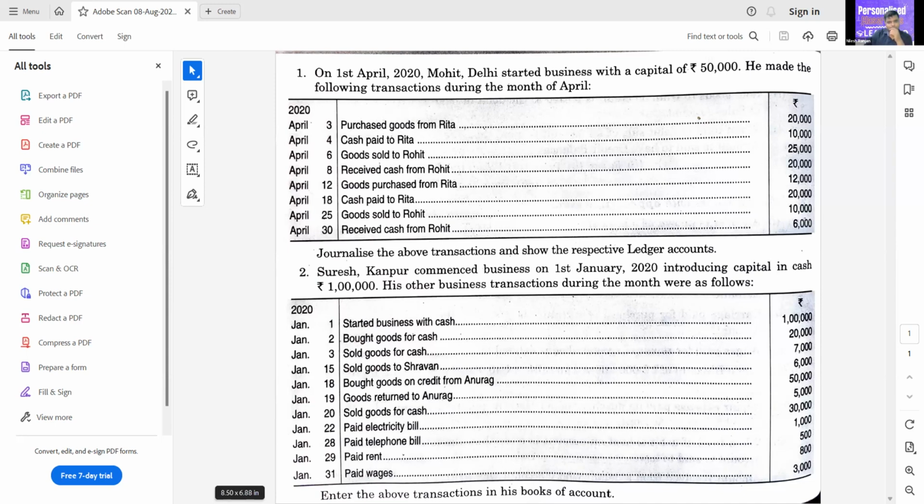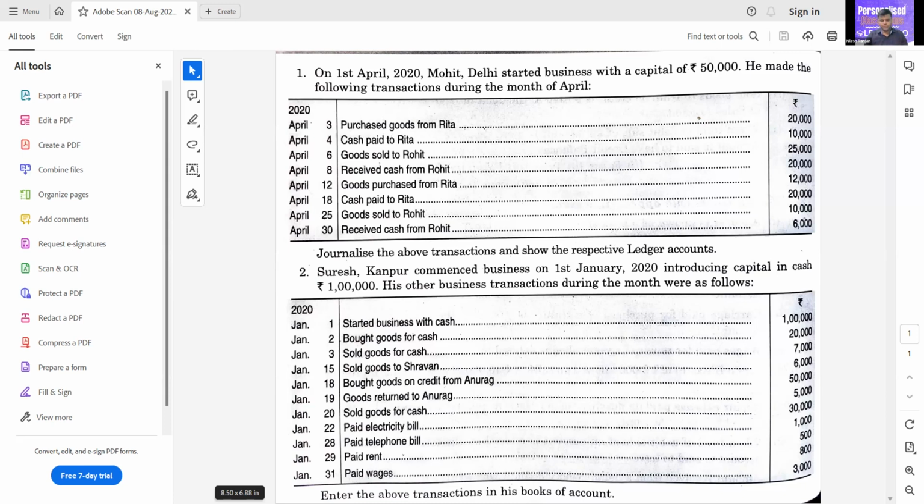Yes. Okay. Goods sold to Rohit. The question is repeating itself, sir. Yes. Rohit account debtor to sales account, sir. Received cash from Rohit, cash account debtor to Rohit account, sir, 6,000. Finished.